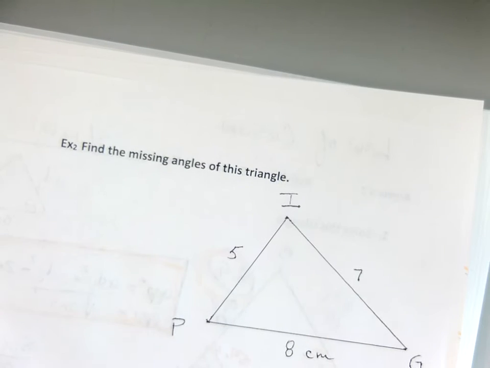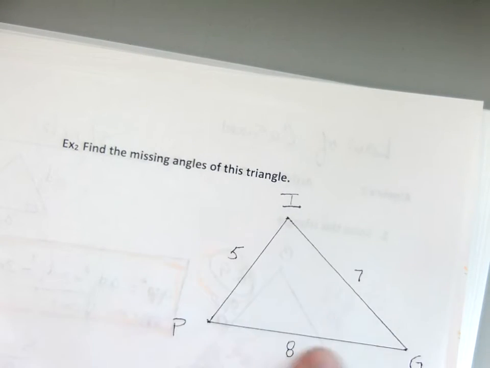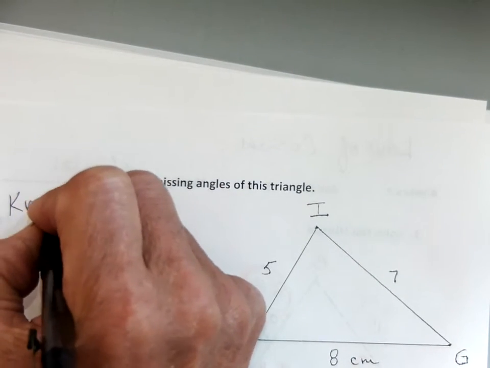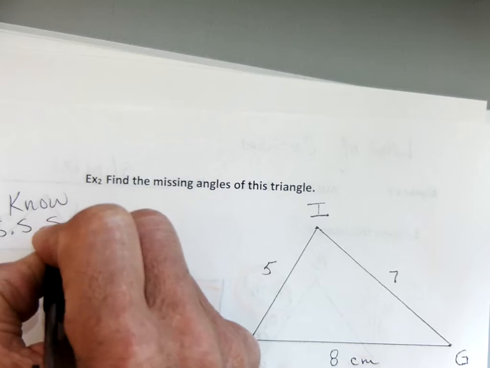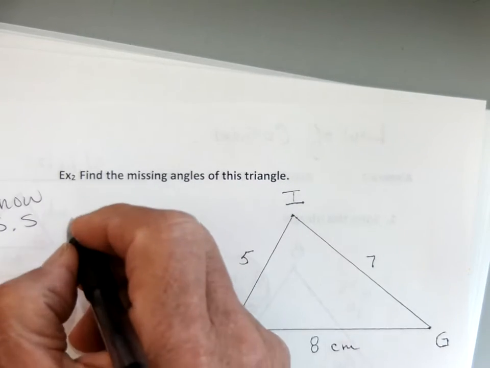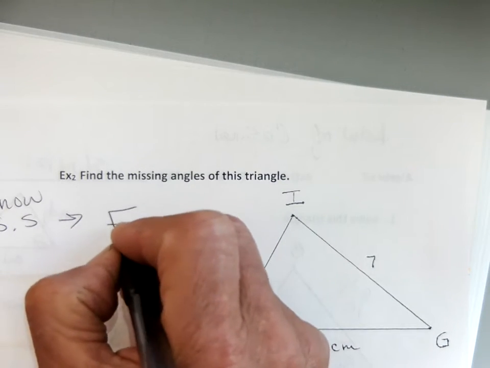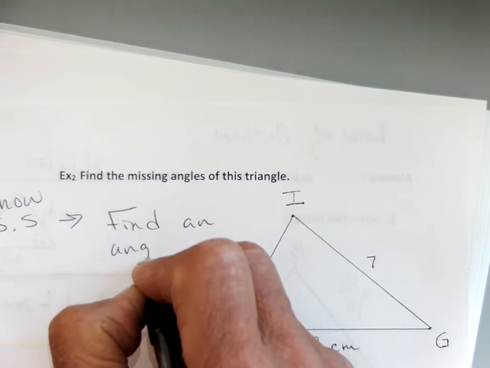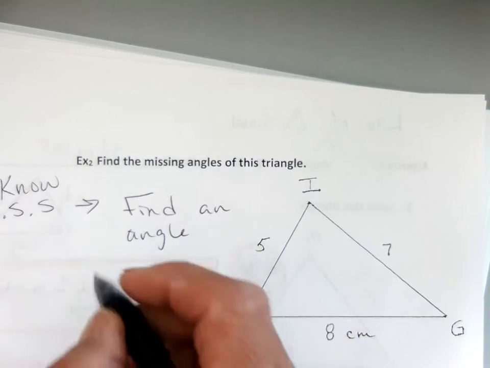Now, example 2. So in example 2, there are no opposites. In fact, there are no angles, but you have side, side, side. I know all three sides, so we can find an angle by the law of cosines again.